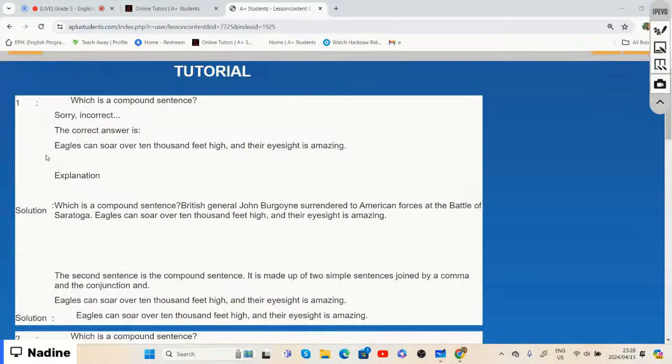Okay. If we look at the sentence, eagles can soar over 10,000 feet and the eyesight is amazing. Is that sentence a simple sentence or can we say it's a compound sentence? Eagles can soar over 10,000 feet high, comma, and the eyesight is amazing. Is that a compound sentence or is that a simple sentence?